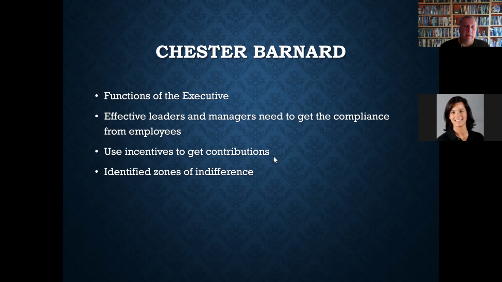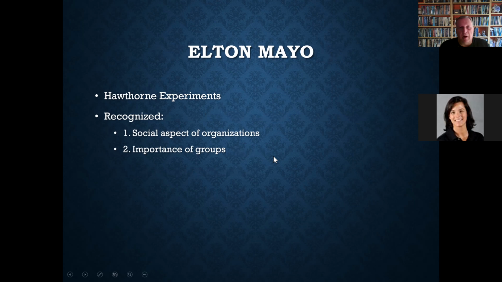Then another human relations theorist, and again, we're not talking about them all, just highlighting them for you, that you've probably run into before, especially if you've done work in psychology, is Elton Mayo. Elton Mayo is best known for his Hawthorne experiments. He did a whole series of experiments. One of his best known experiments is the Hawthorne experiment.